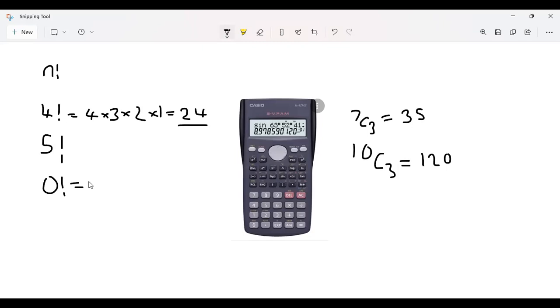Four factorial is 24. But 5 factorial 120. 0 factorial 1. Good. So 0 factorial is 1, not 0, correct. Now with this knowledge here, I can now safely take you through a binomial distribution. So binomial has only 4 formulas.